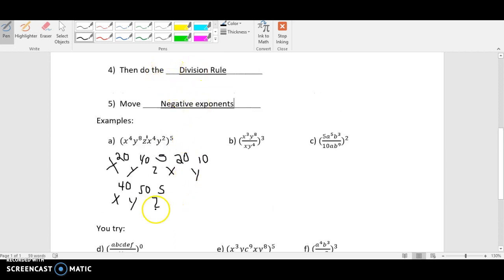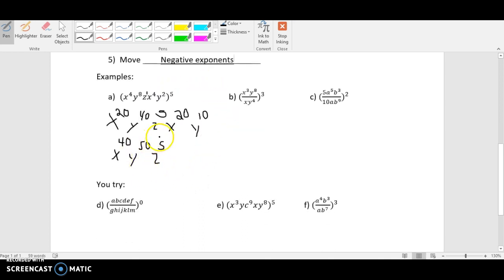Then I'll look for the division rule. I don't see any division going on. Move negative exponents: I don't see any negative exponents. This is going to be my final answer right here. There's my fully simplified expression.